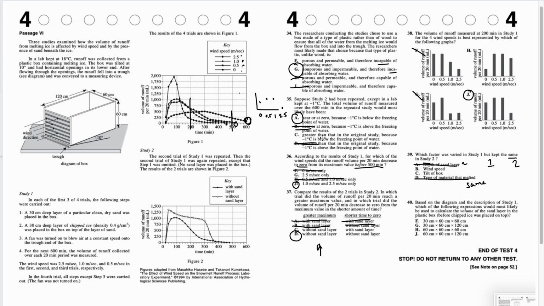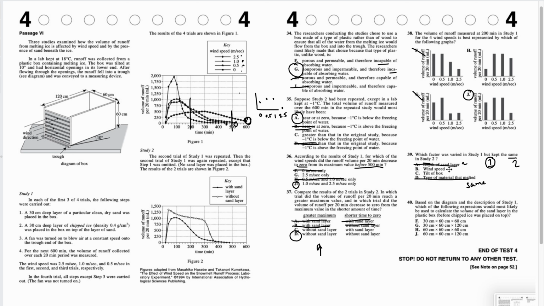So the wind speed, did they have anything in here about wind speed? Study 1 was repeated. Step 1 was omitted. The wind speed. In study 1, it says the wind speed was changed. It was varied. So that one does work for 1. But for 2, what about the wind speed for 2? This was repeated. Then the second trial of study 1 was again repeated, except that step 1 was omitted. No sand layer was placed in the box. The results to the trials figure 2 below.